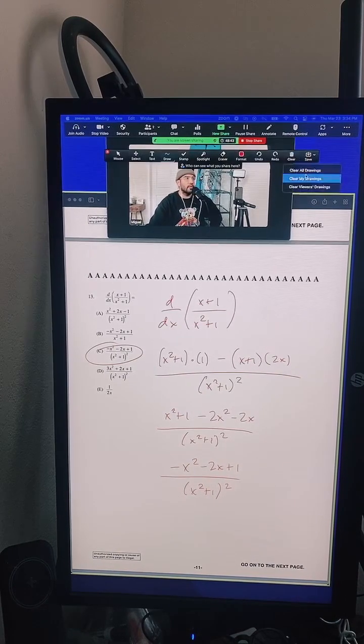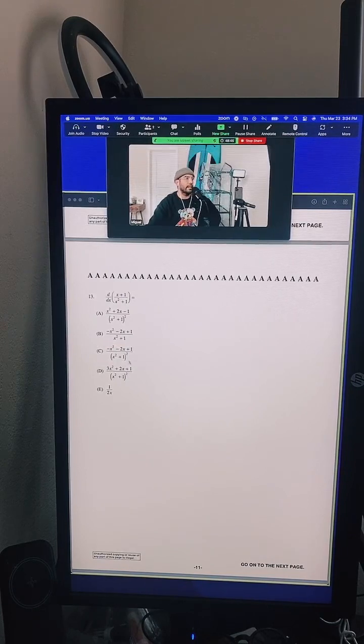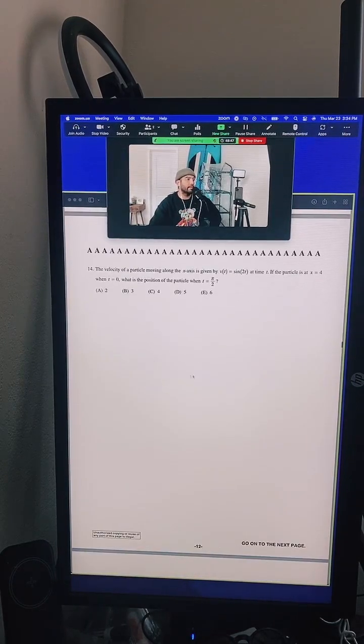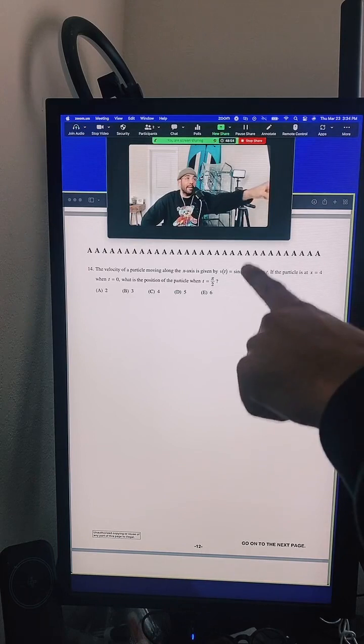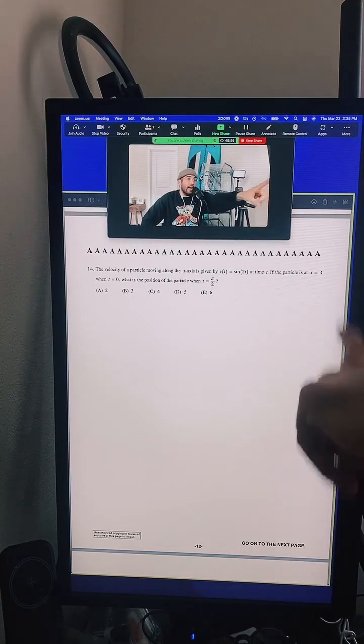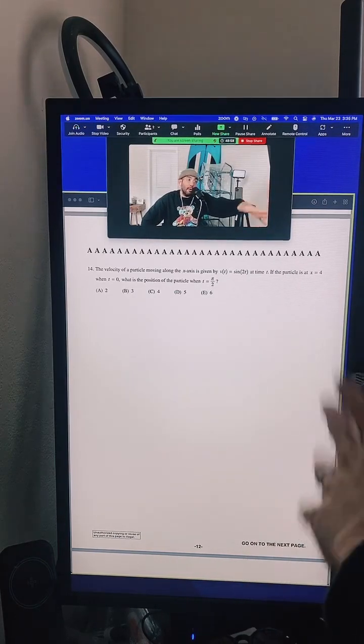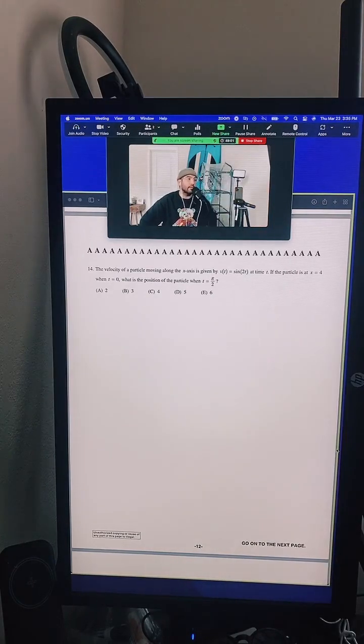All right, let's go on to number 14. Here we go. So number 14 is telling us that the velocity of a particle moving along the x-axis is given by that velocity. If the particle is at x equal to 4 when t is equal to 0, what is the position of the particle when t is equal to pi over 2? This is a classic question that you're going to get where they give you the velocity and they want you to find the position at some point.